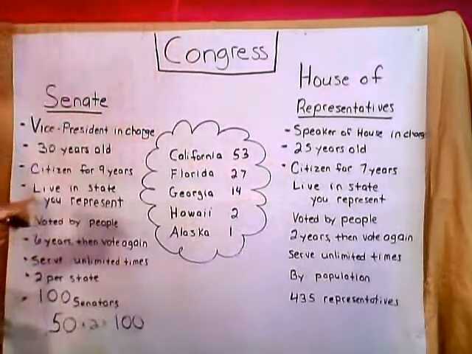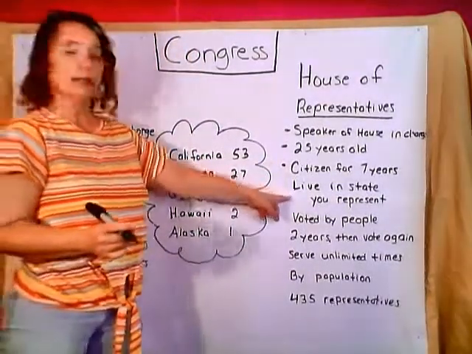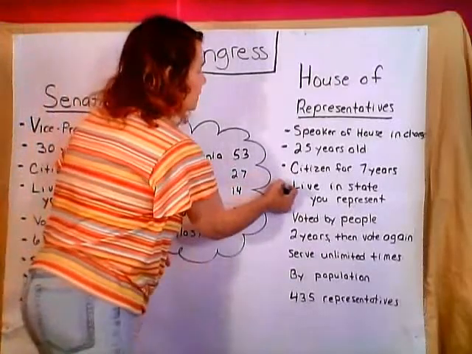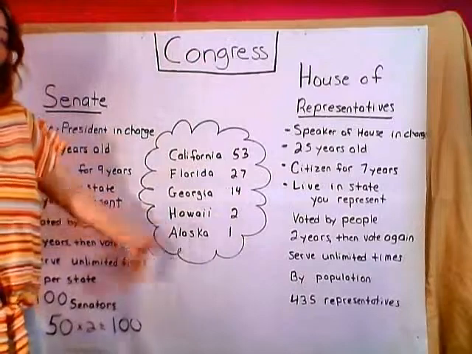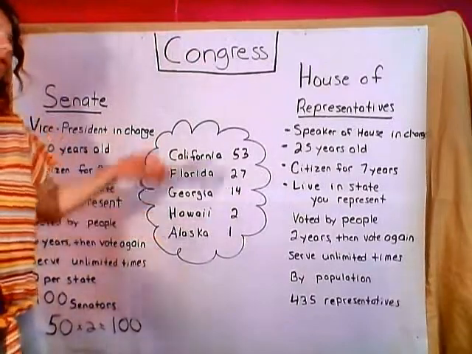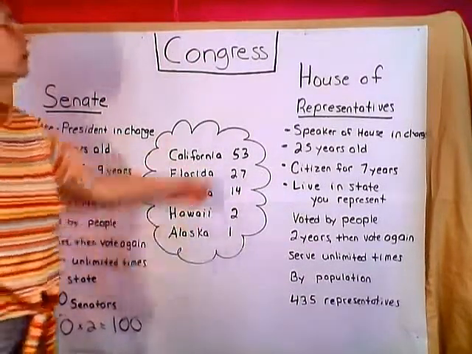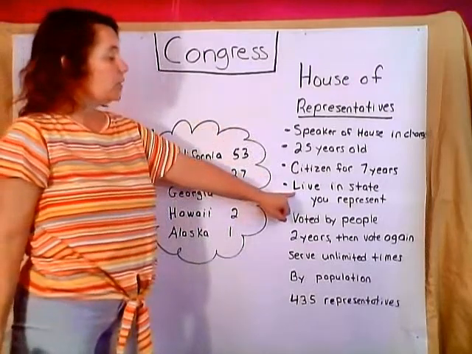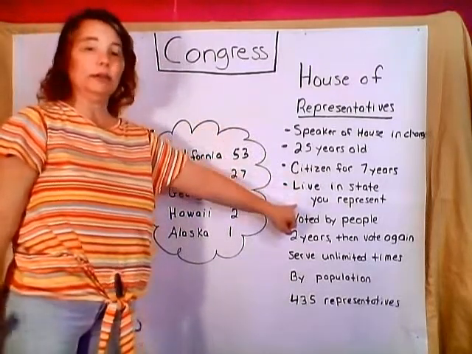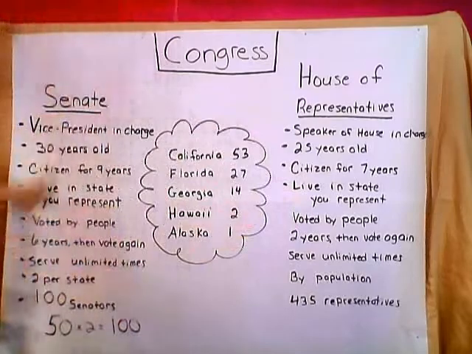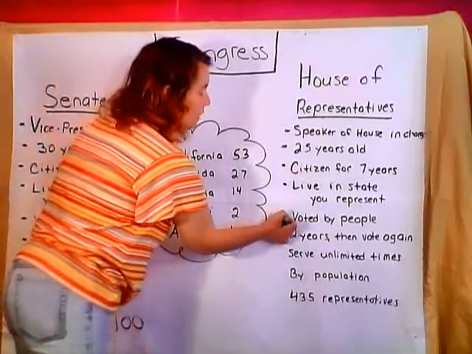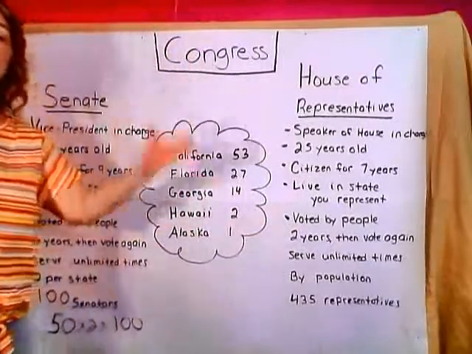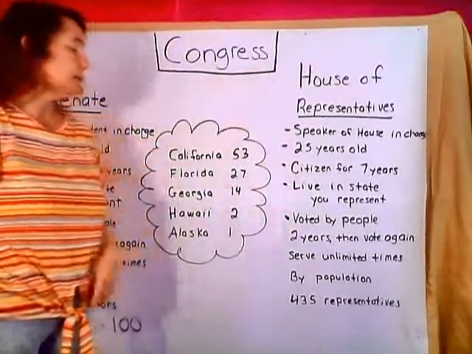Same thing as a senator, you have to live in the state that you represent. So if you wanted to be a representative for the state of, say, Illinois, well, you can't live in Florida because you don't know anything about Illinois if you're living in Florida. So if you want to be a representative of Illinois, you have to live in Illinois. Also, like the Senate, the House of Representatives are voted on by the people. So we get to vote for who we want our representatives to be.